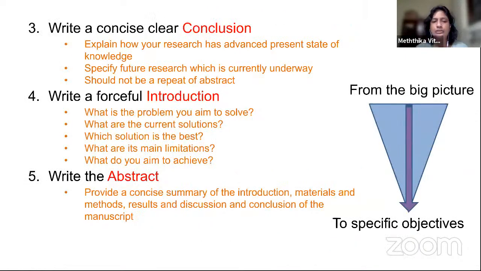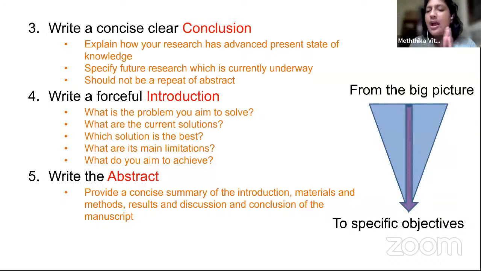Then you write the conclusion, you write an introduction, and you come to the abstract. So this is the flow of the article writing structure. This is very important for you to understand. In the conclusions, you explain the most highlighted data. Don't write anything else. The highlights of your study are given in the conclusions.